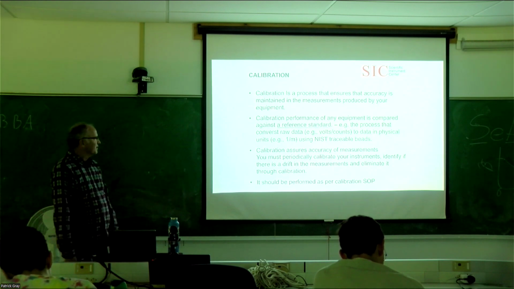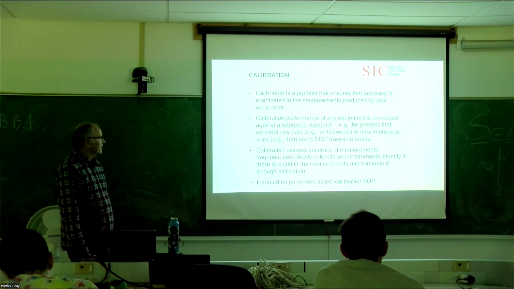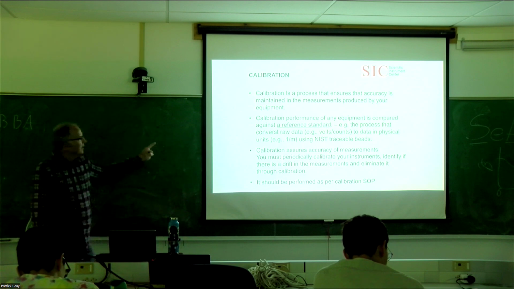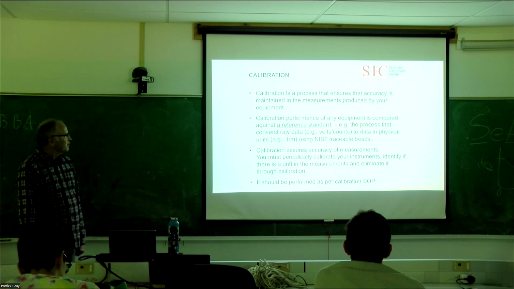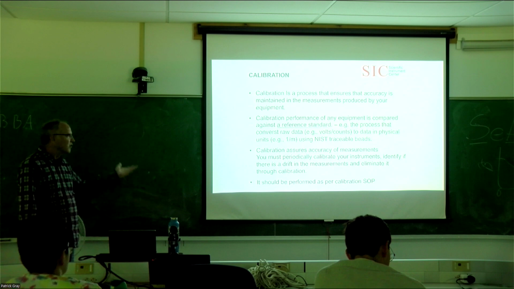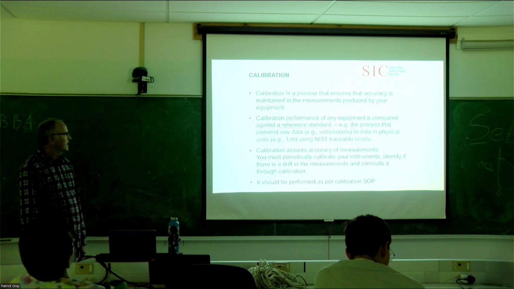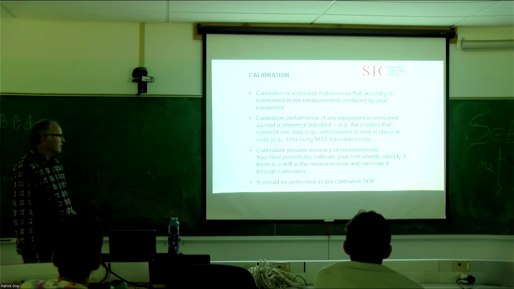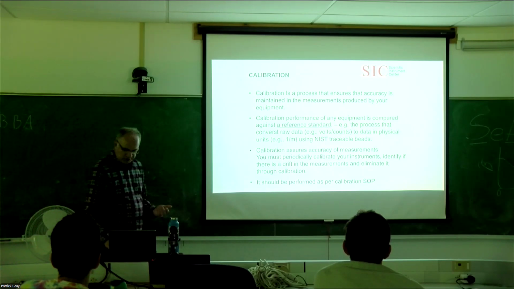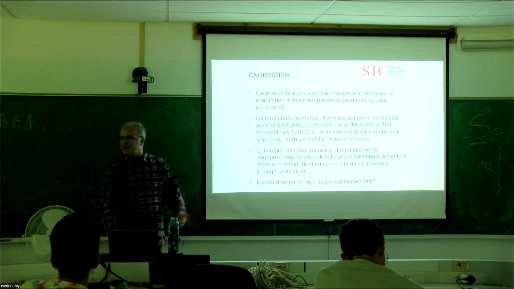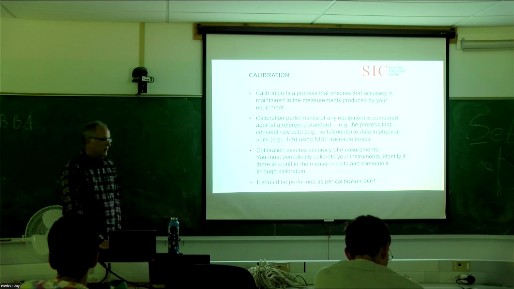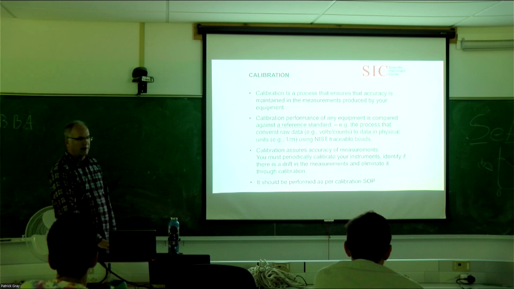In layman's view, that means it just converts the raw energy, like in volts or counts, to data in physical units. And calibration assures, again, the accuracy of your measurements. So it is really good to periodically calibrate, because things do drift, electronics drift, optical surfaces particularly can become fouled.